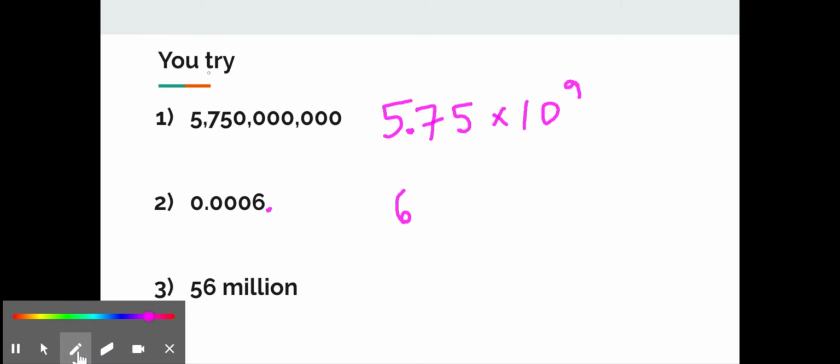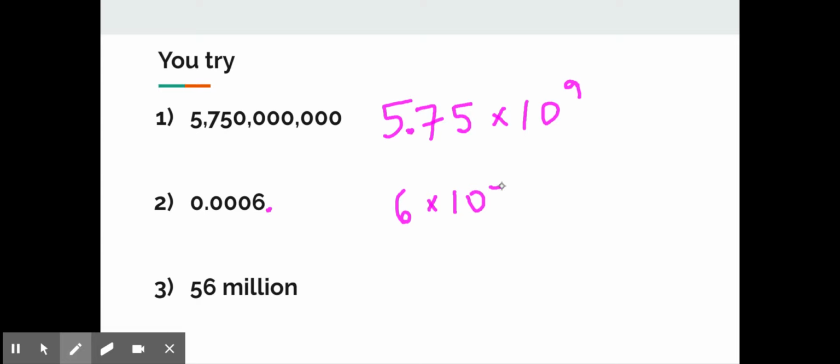You don't need the 0.0. We're still going to write times 10, and we are going to have a negative exponent because this number is less than 1. We figure it out by finding out how many times can I move this decimal to get it back to my original number. And it would be 1, 2, 3, 4 times, so it's to the negative 4th power.